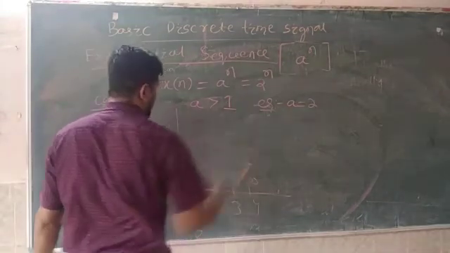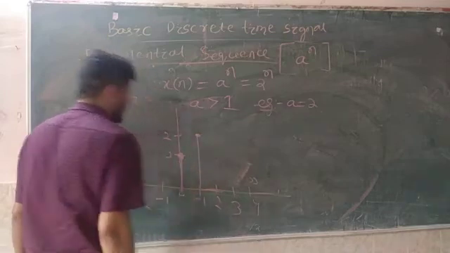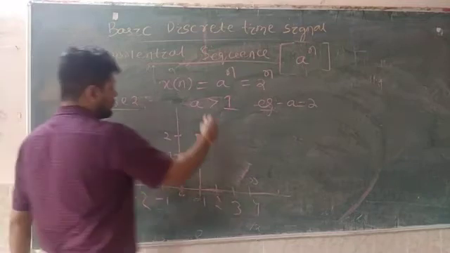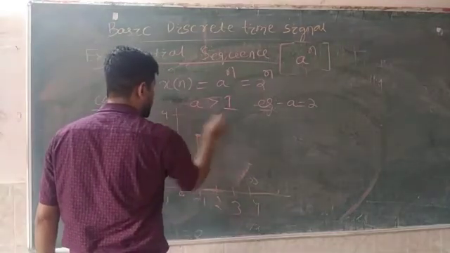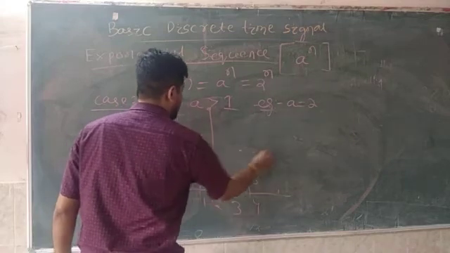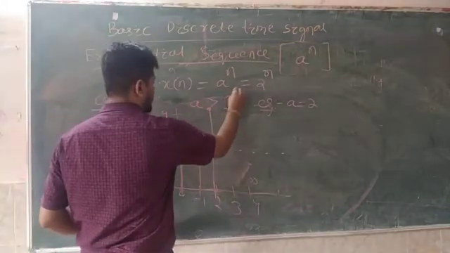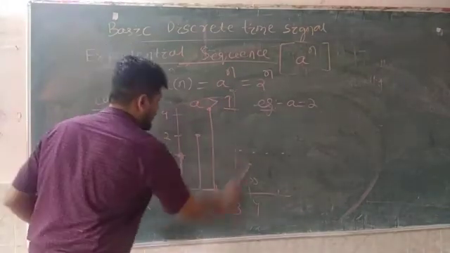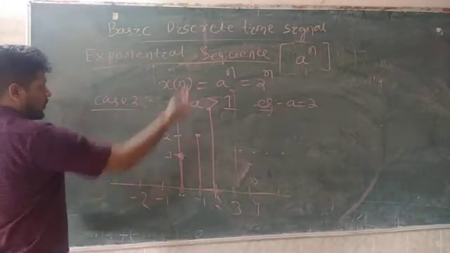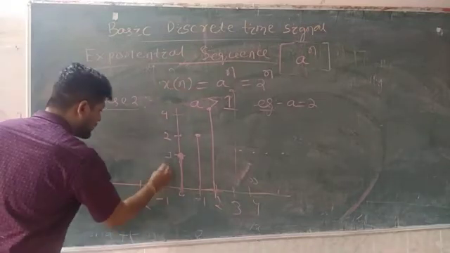When I put n equal to 1, the amplitude will obviously increase, so the amplitude will be 2. At n equal to 2, the amplitude will be 4. At n equal to 3, the amplitude will be 8. So this is increasing exponentially. But if I put n equal to minus 1, the amplitude is decreasing: 2 to the power minus 1 means 1 by 2.